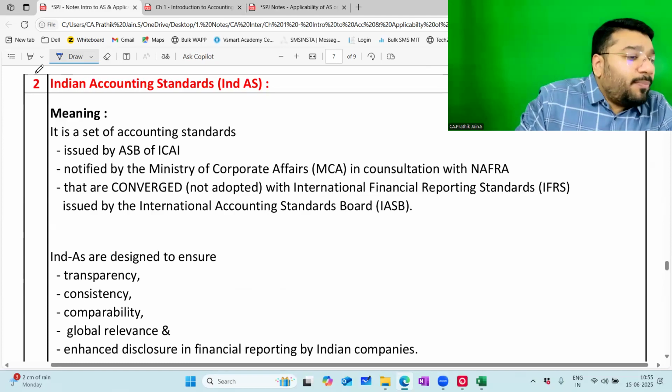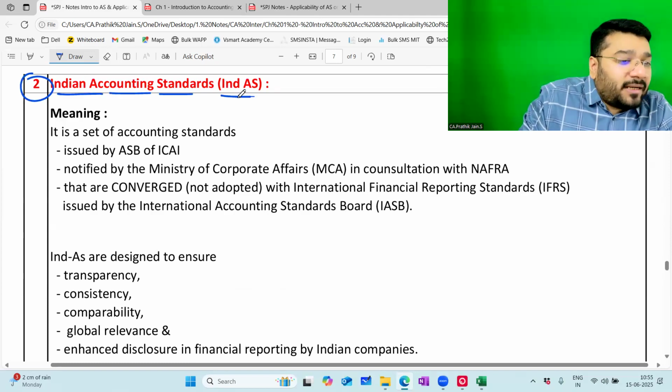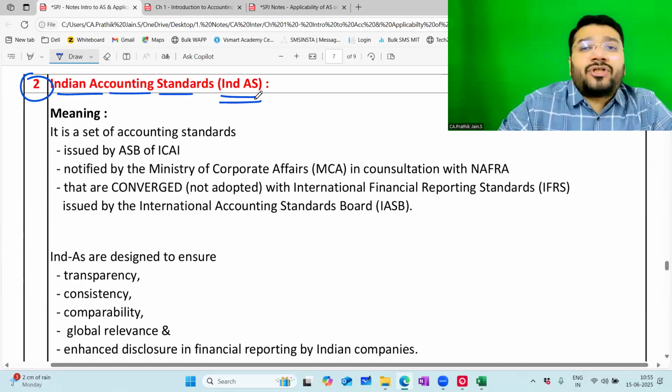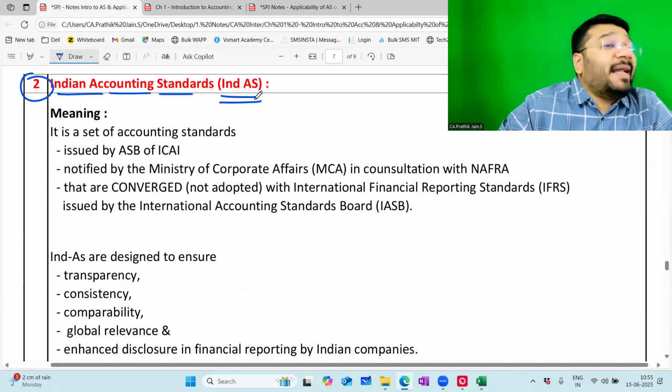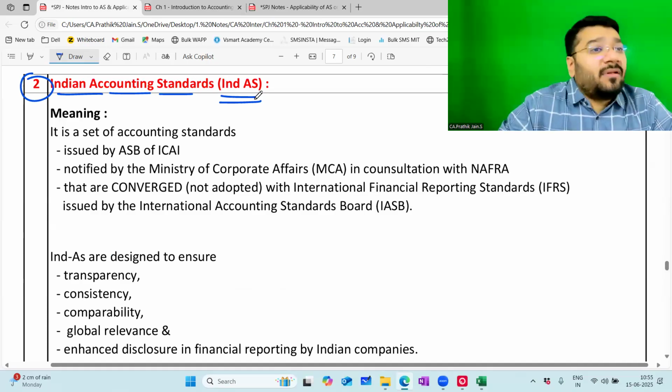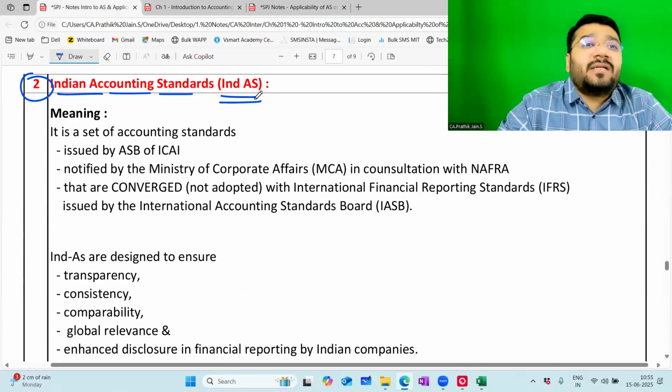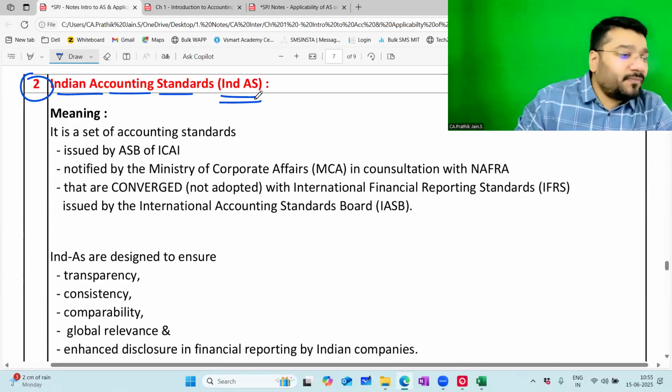Now, the second point of discussion is Indian Accounting Standards. At the CA Intermediate level, we have very, very limited information about Ind AS, because Ind AS on the whole is applicable to you at the CA Final level. But a glimpse of it, a small introduction, has been given in your CA Intermediate level, and that is what we're trying to capture.